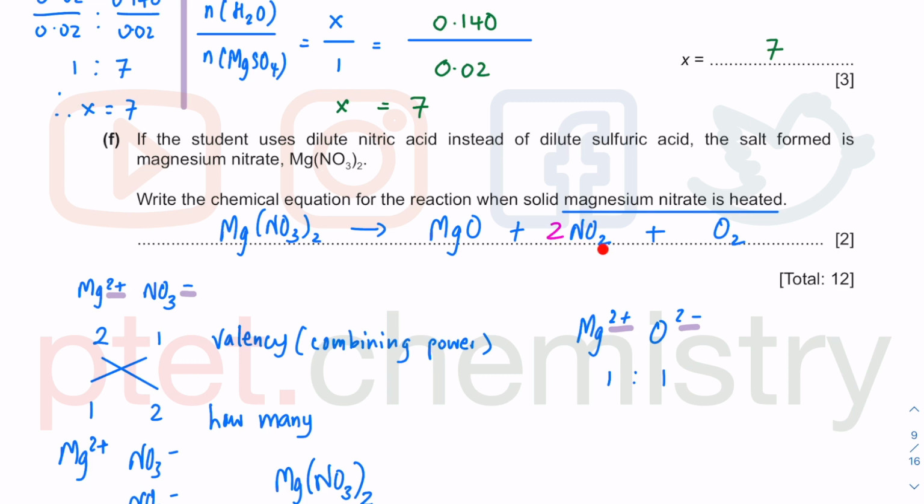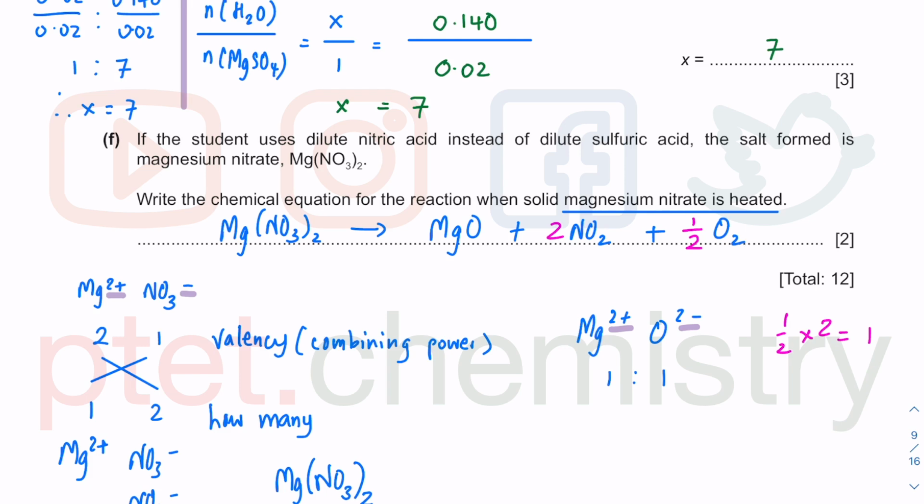2 times 2 is 4 oxygen, plus 1 is 5 oxygen. I just need 1 oxygen there. I cannot change the identity of the oxygen molecule. What I could do is put a half in front. A half multiplied by 2 gives me 1 oxygen atom from this half of an oxygen molecule.